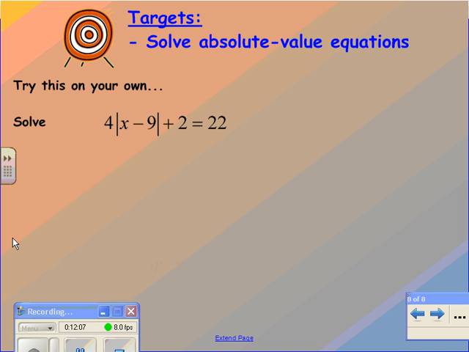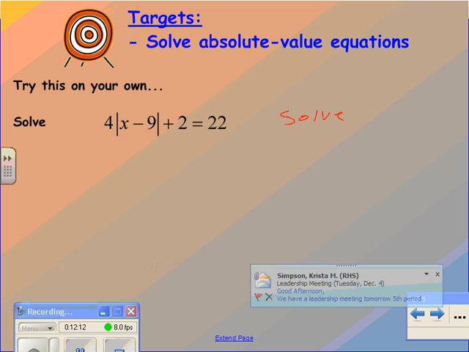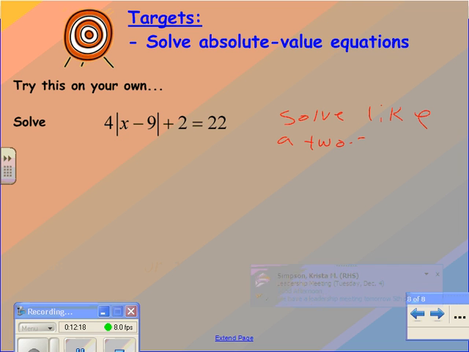My big hint would be to solve it like a 2-step equation. Okay, so rewrite it, ignore the absolute value. Okay, you could rewrite it like this. You could say 4 times the absolute value of whatever plus 2 is equal to 22. So I'll give you a few minutes, then go back, take a look at it, and the answer when you hit play again should pop up on the screen.